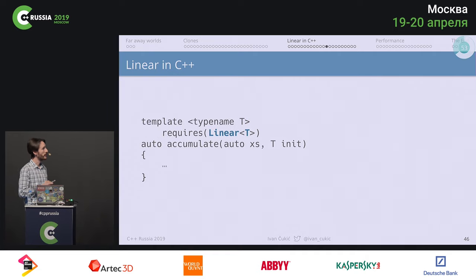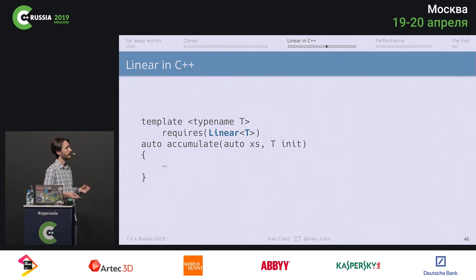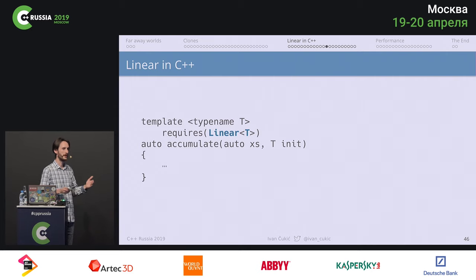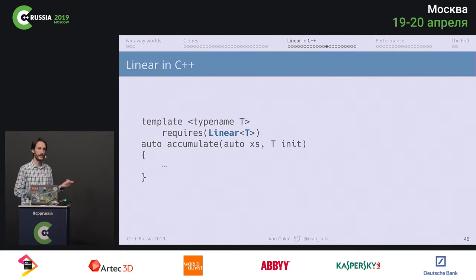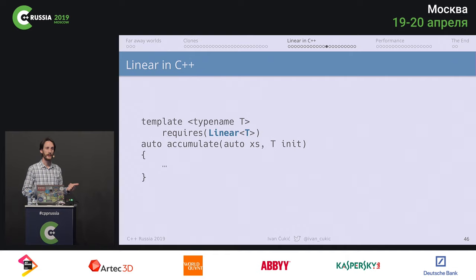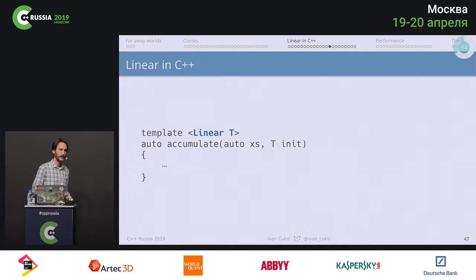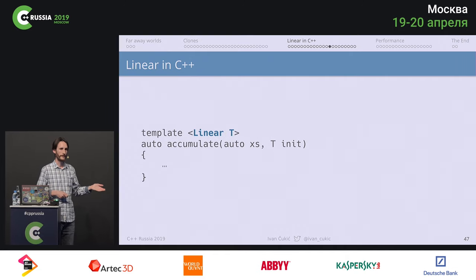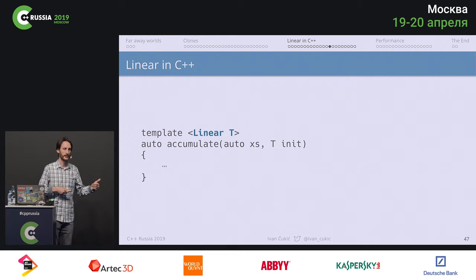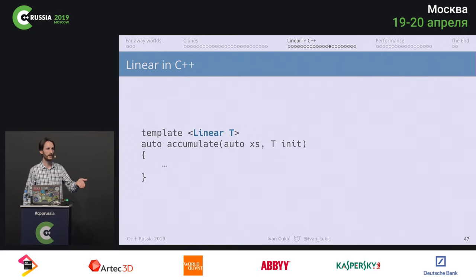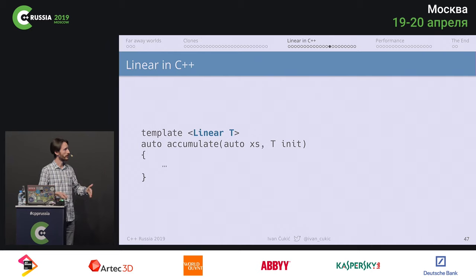So this is the basic syntax for defining restrictions on certain types. You say template typename T as usual, and then say requires and put some constraints on the type T. Now, if the constraints are as simple as this, you don't even need to use the requires keyword. You can just say template linear T. It's equivalent to the previous one. So the T will be deduced and linear will create a restriction on the type.